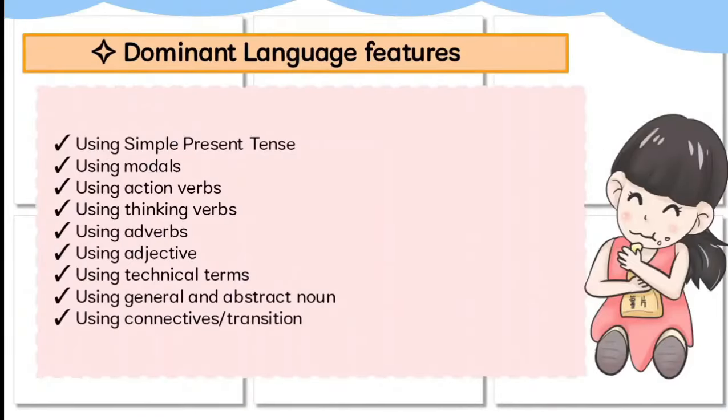Dominant language features. Using simple present tense, using modals, using action verbs, using thinking verbs, using adverbs, using adjectives, using technical terms, using general and abstract nouns, using connectives or transition.